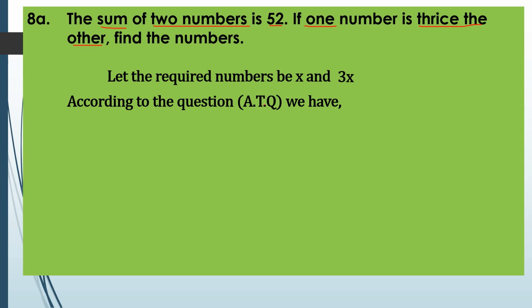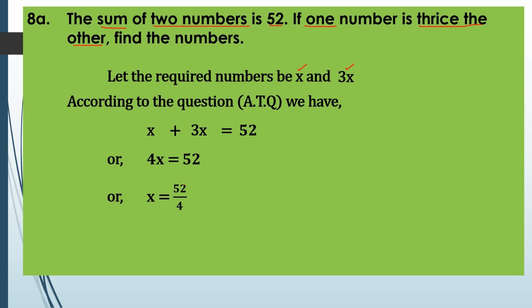According to the question given, ATQ, we have sum of two numbers. What are the two numbers? x and 3x. So x plus 3x is how much? It is 52. Is that clear? So how do we solve this? We add x plus 3x, which equals 4x equals 52. Now you must have felt over here, setting the equation is a little tricky. Once you set the equation correctly, the solution is very easy. So 4x is equal to 52.